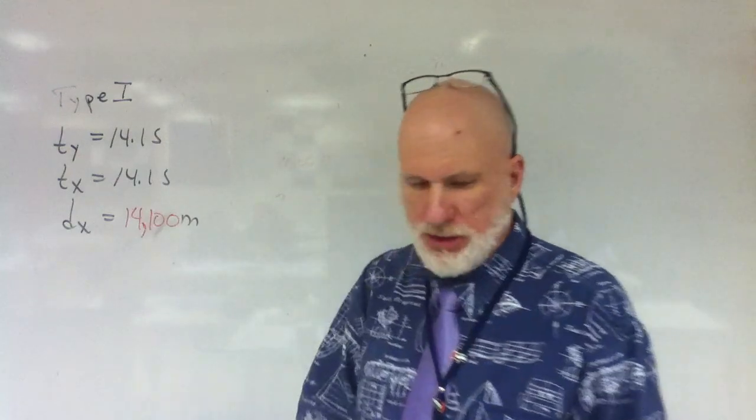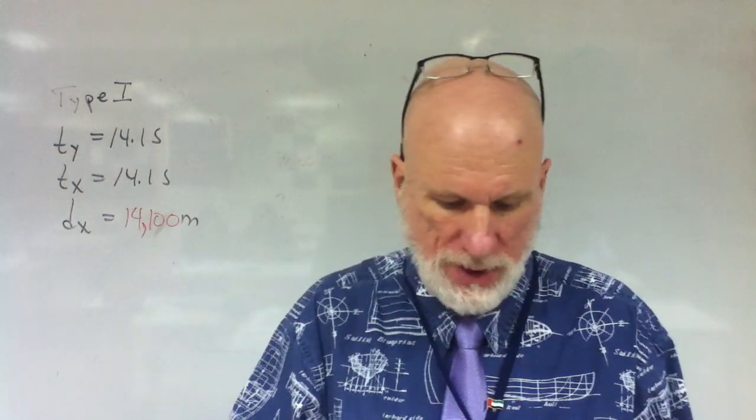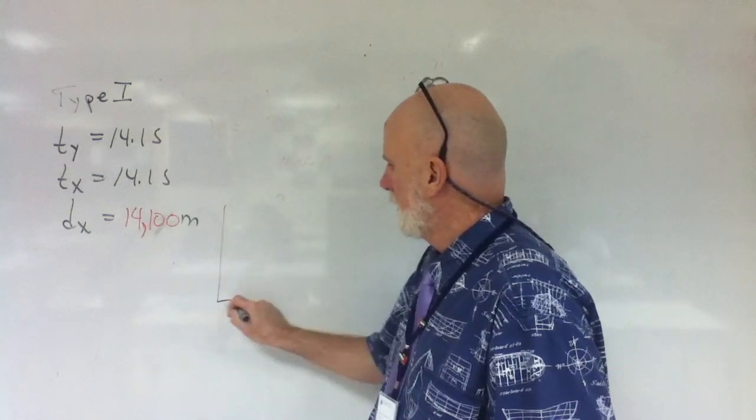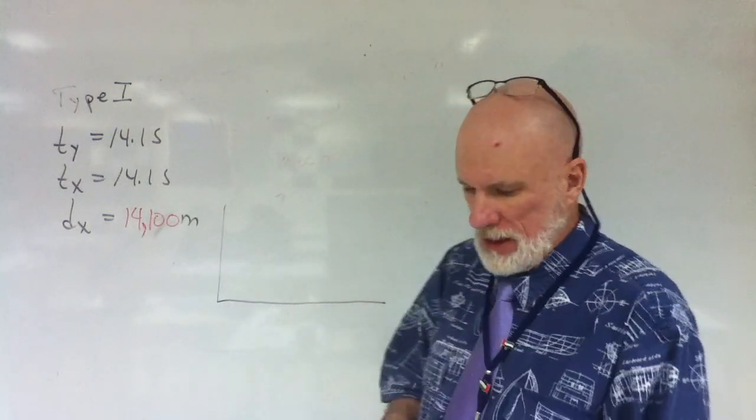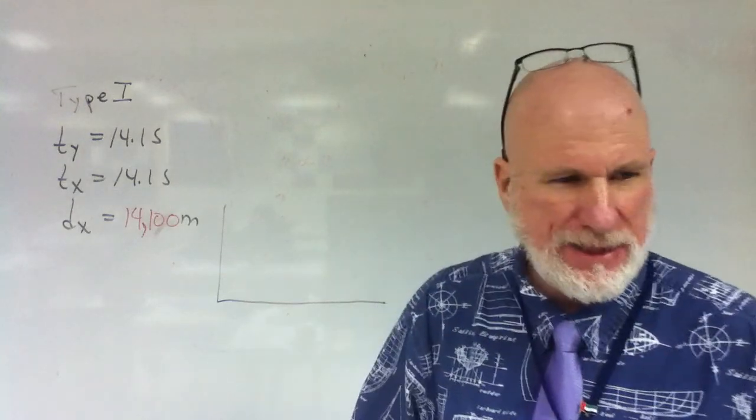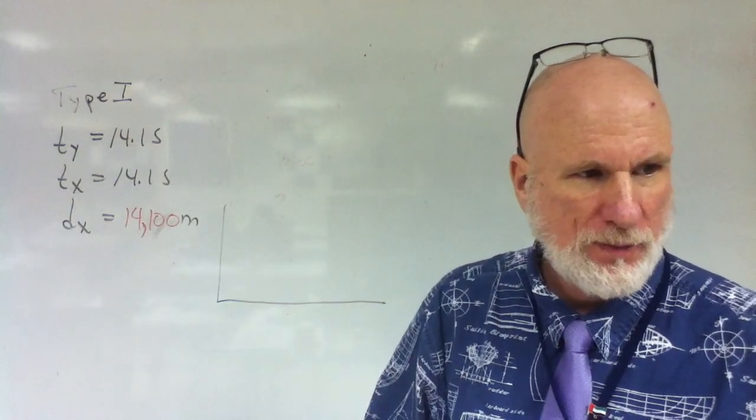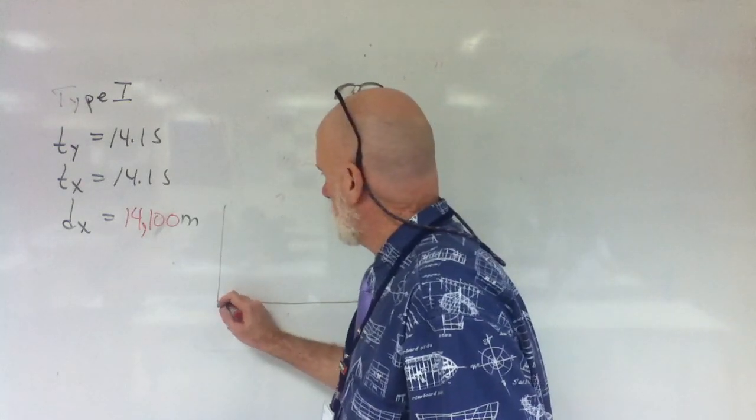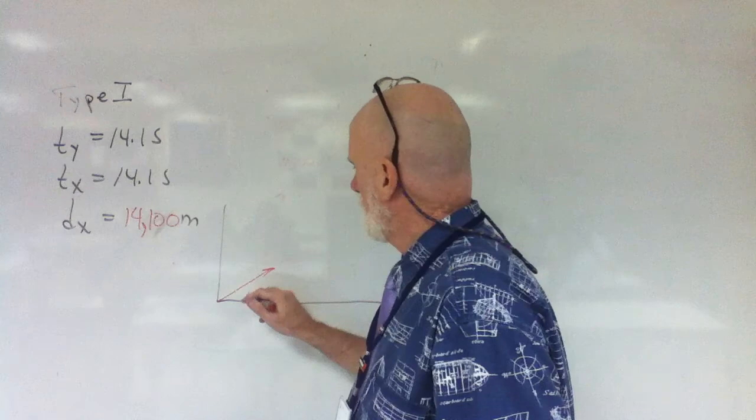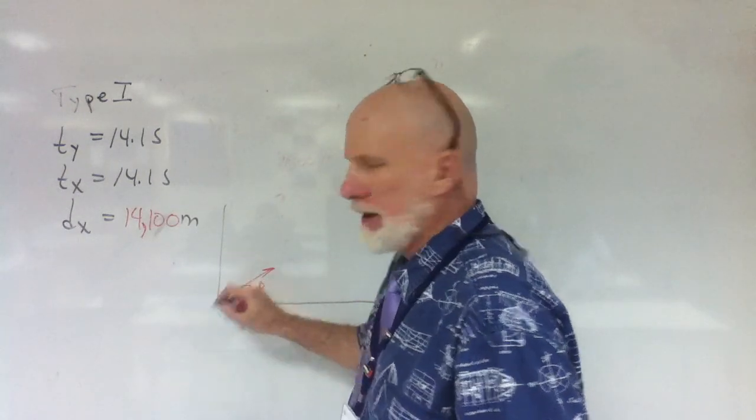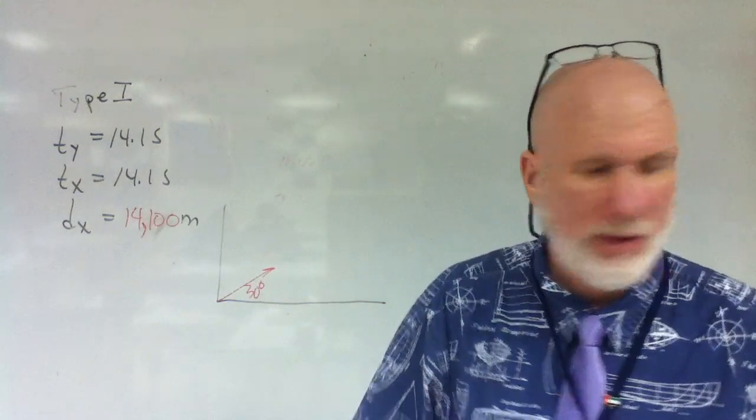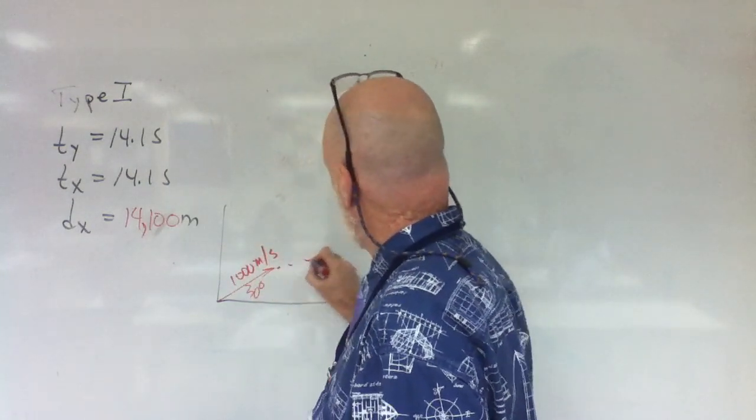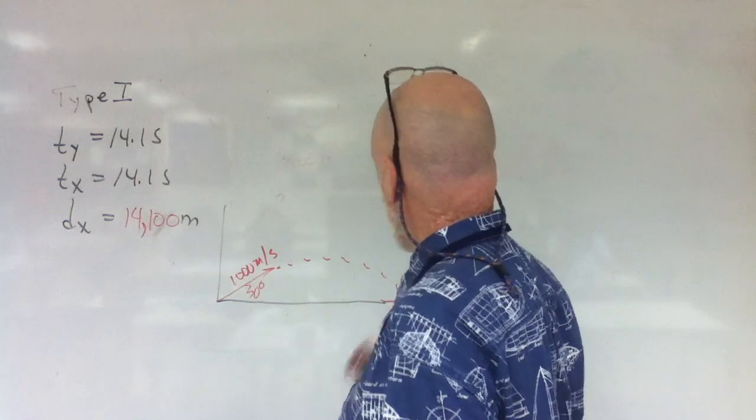Now, shall we do the next one? The next one is a type 2, and I think I said 60 degrees, isn't that right? 30. I said 30 degrees? Okay, so it's going to go like this. This is going to be my 30 degrees. And what was the velocity? 1,000 meters per second. And it's going to go like that.